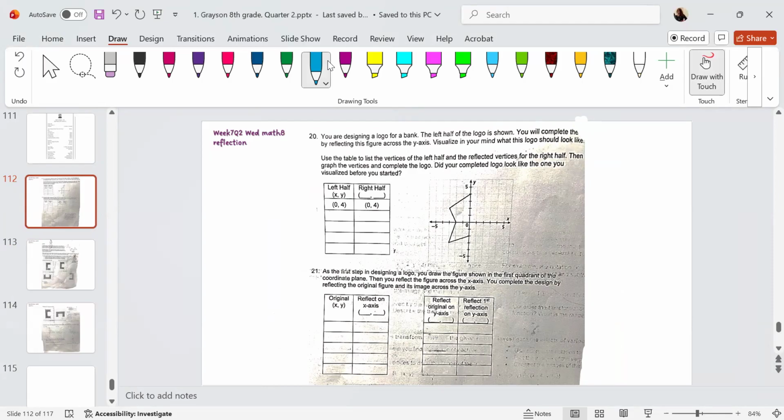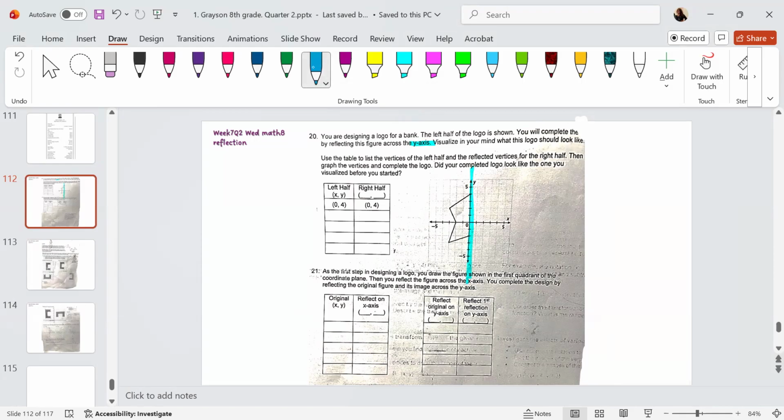Your logo for a bank. The left half of the logo is shown. You will complete the logo by reflecting this figure across the y-axis. Visualize in your mind what this logo should look like. Use a table to list the vertices of the left half. All right, so when you look at this right here, the y-axis is this one right here.